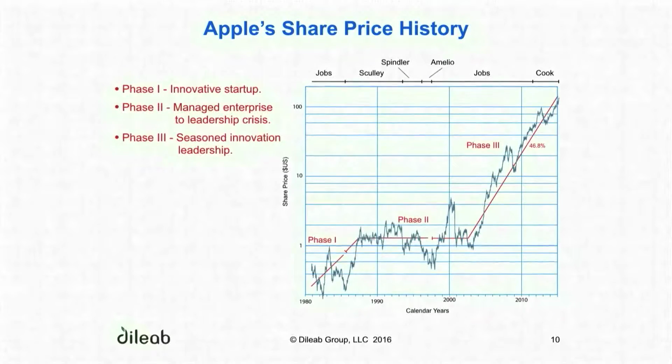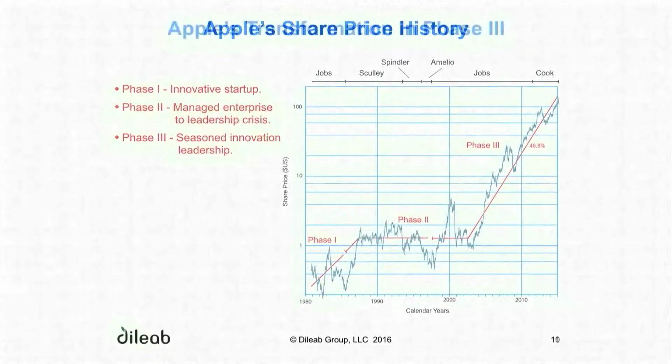Phase 3 began when Steve Jobs returned to Apple in 1997. At the beginning of Phase 3, the share price was essentially flat for about 5 years. After that, it enjoyed a 13-year period of consistent and explosive growth, averaging almost 47% per year. A good name for this phase would be seasoned innovation leadership.